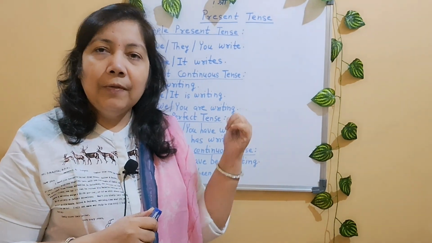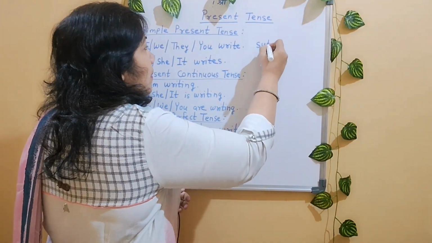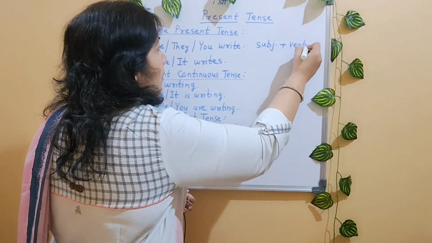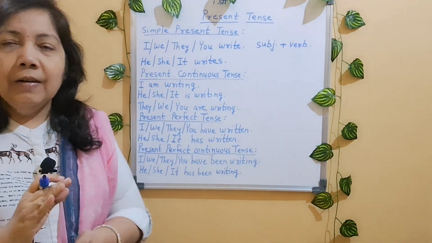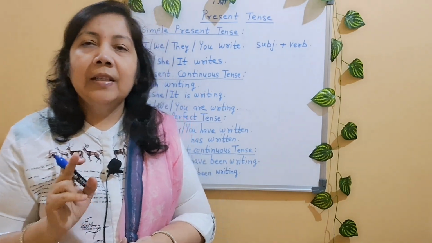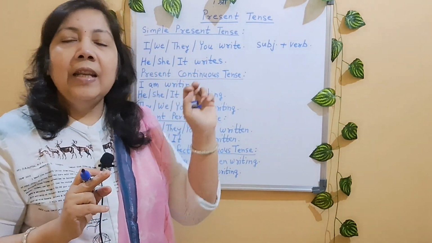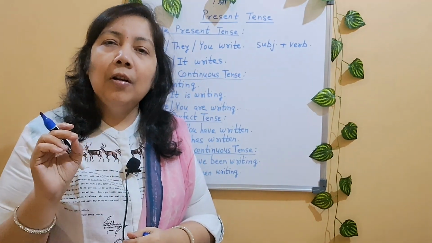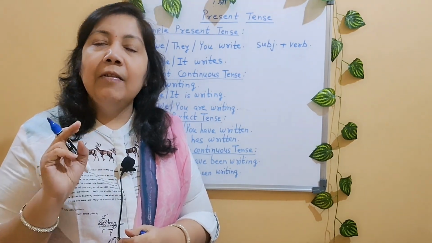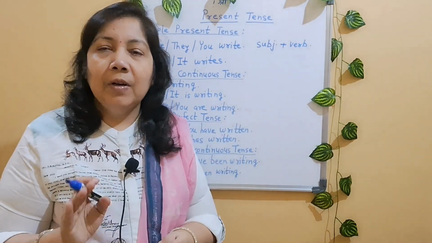And the structure for this simple present tense is subject plus verb. This is the structure for simple present tense. Only one thing you have to remember. Suppose the subject is he or she or it, then you have to add s or es to the verb. That is the different thing that you have to keep in mind. Otherwise, the structure is always subject plus verb.